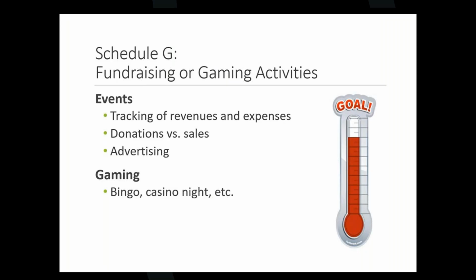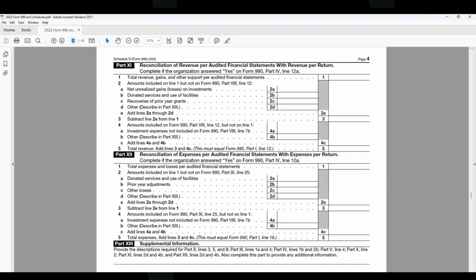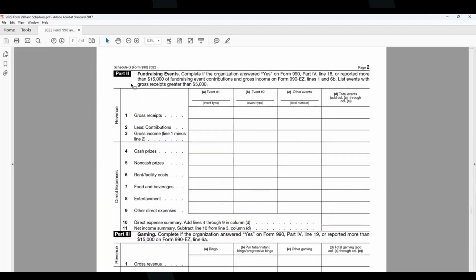Going back to the forms, here is Schedule G for fundraising events. For the events, if there is any event that has gross receipts of more than $5,000, the top 2 events would be reported here individually, and then the rest of the events would be combined in this other column here. It's important to note that contributions and gross receipts would be broken out.